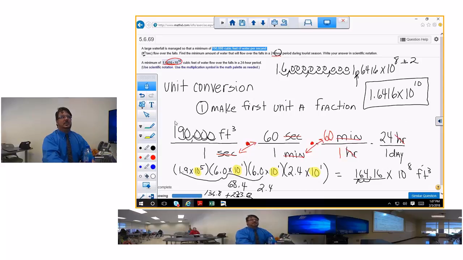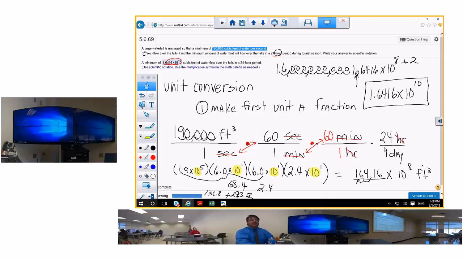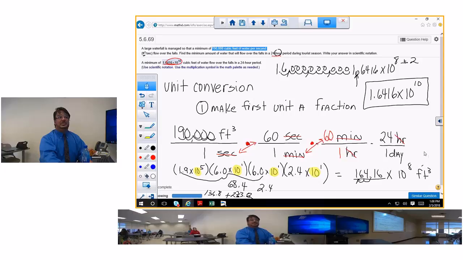Second thing is setting it up. The only thing you got to remember with setting it up is that you're going to be thinking diagonally. You got to think diagonally when you get rid of these units. And the third thing you do is check it to see what you have. You have cubic feet per day. And this is cubic feet per 24-hour period, which is a day.